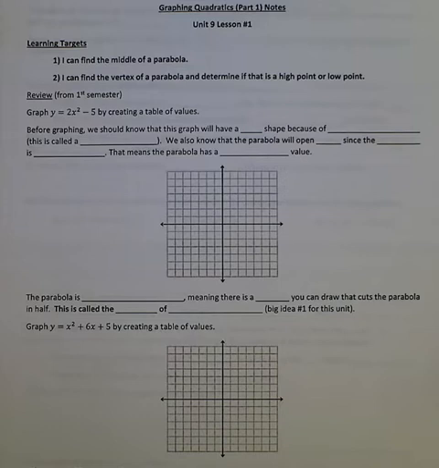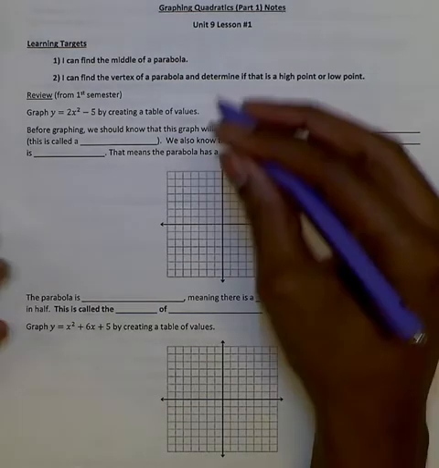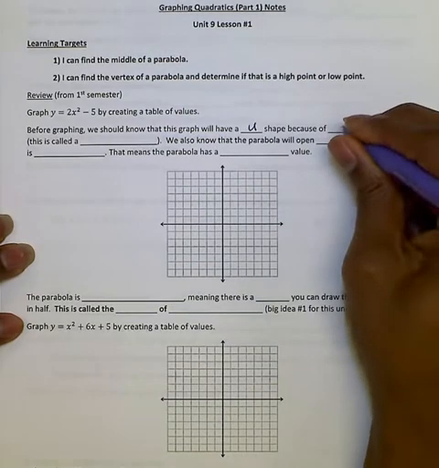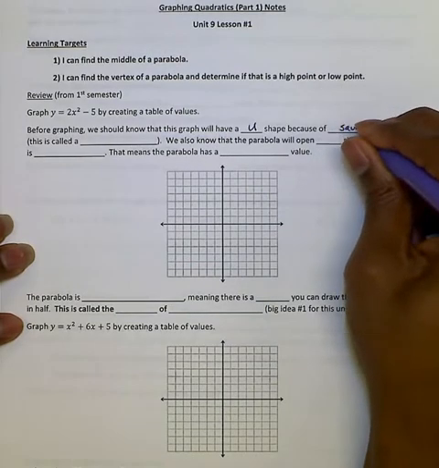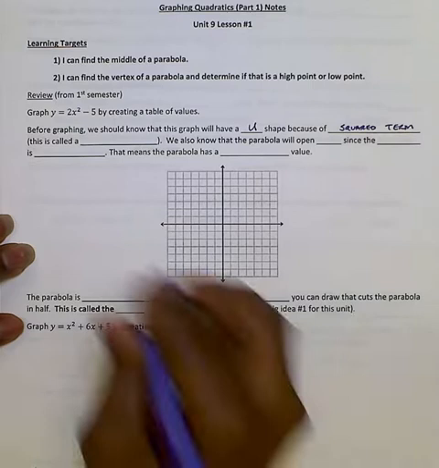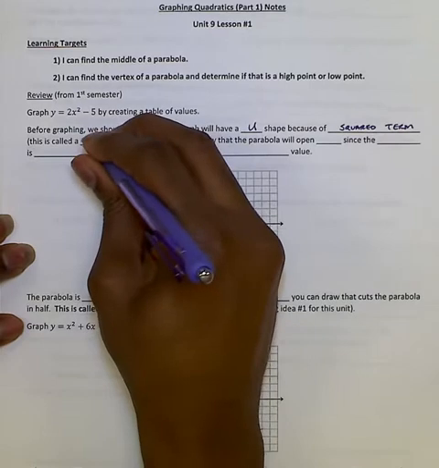Graph y = 2x² − 5 by creating a table of values. So before graphing, we should know this graph will have a U shape because of the squared term. Since we see that we have 2x², we can see that this should be a parabola. That U shape is called a parabola.